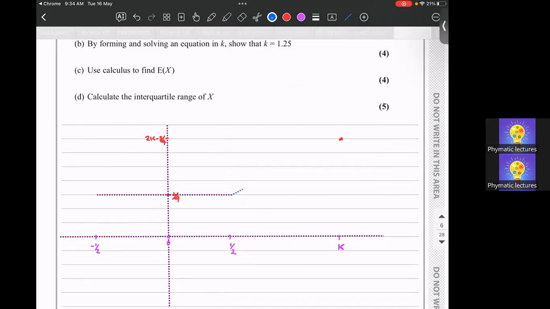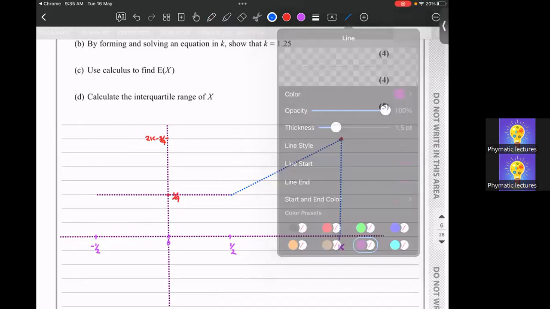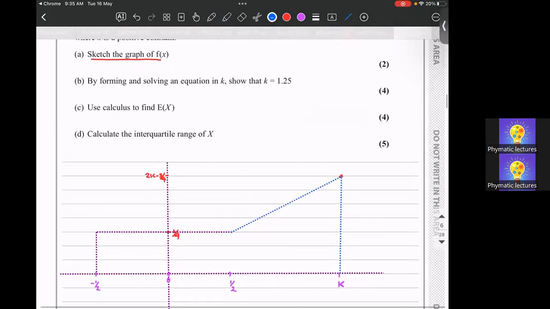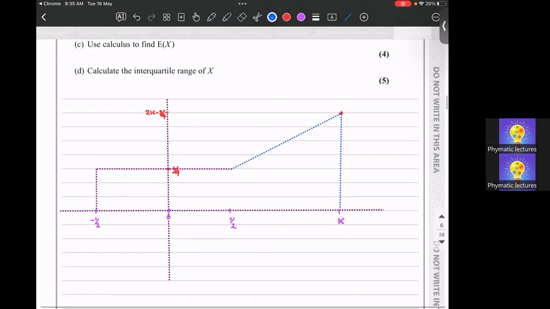Since it has a positive gradient, I can draw like this. So this is the graph, the sketch of y is equal to f of x. That means f of x is the probability density function. Yes, so we have done this.